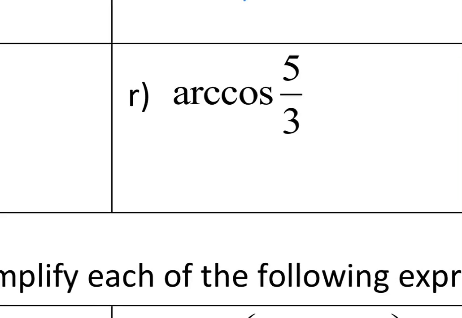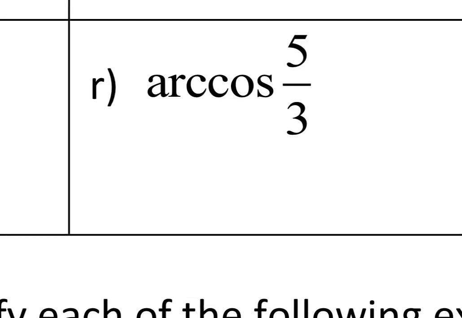Arc cosine of 5 over 3. If you were to divide on a calculator 5 divided by 3, you actually get 1.67, and so you've got a number that's bigger than 1. And remember that you can't have an input into inverse sine or cosine that's bigger than 1. And so your answer for letter R is undefined.